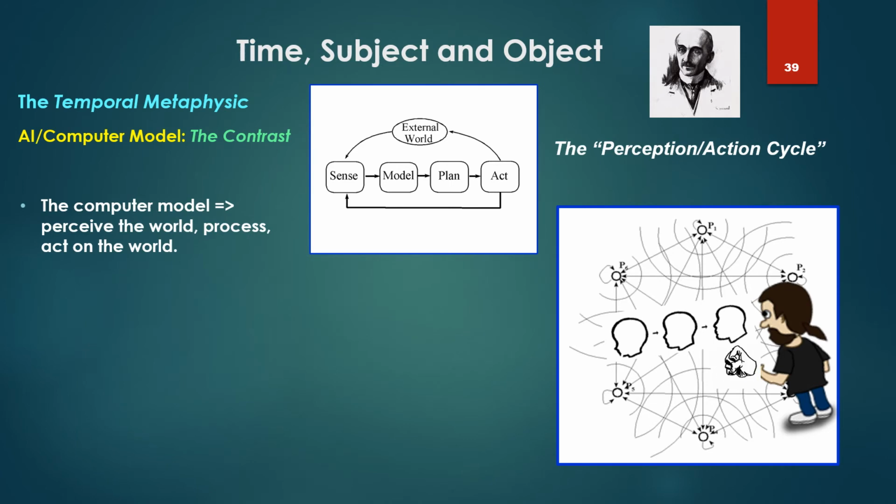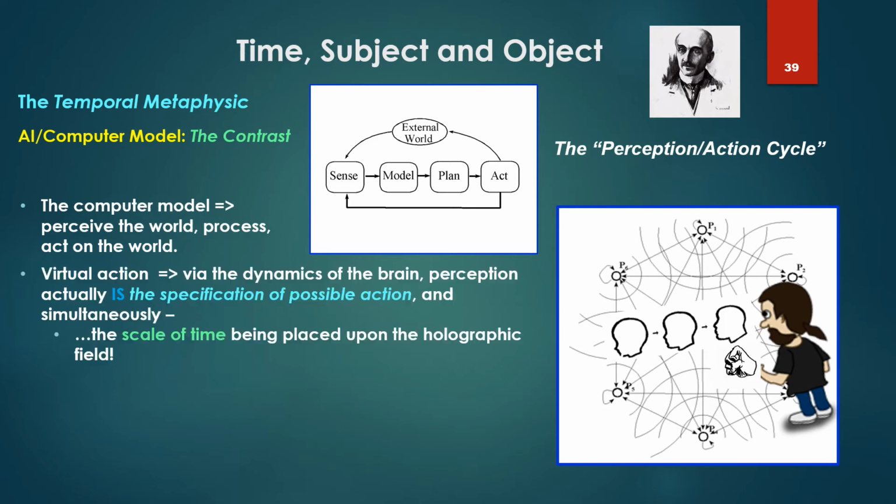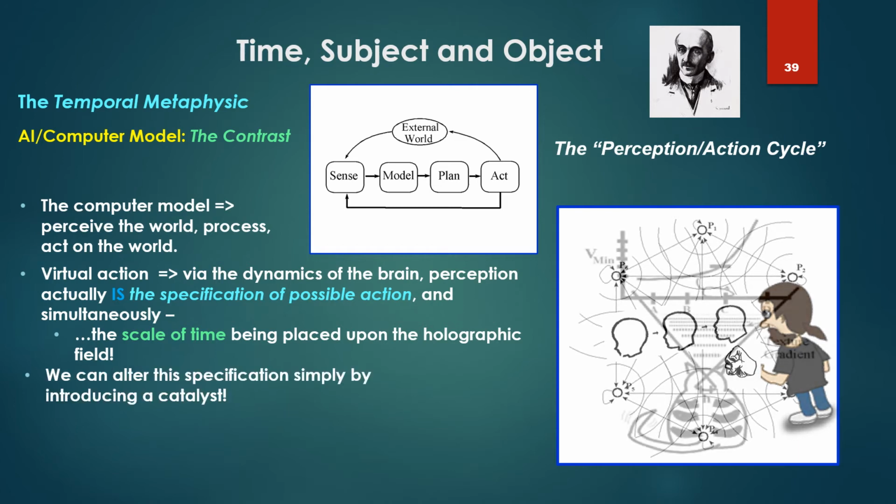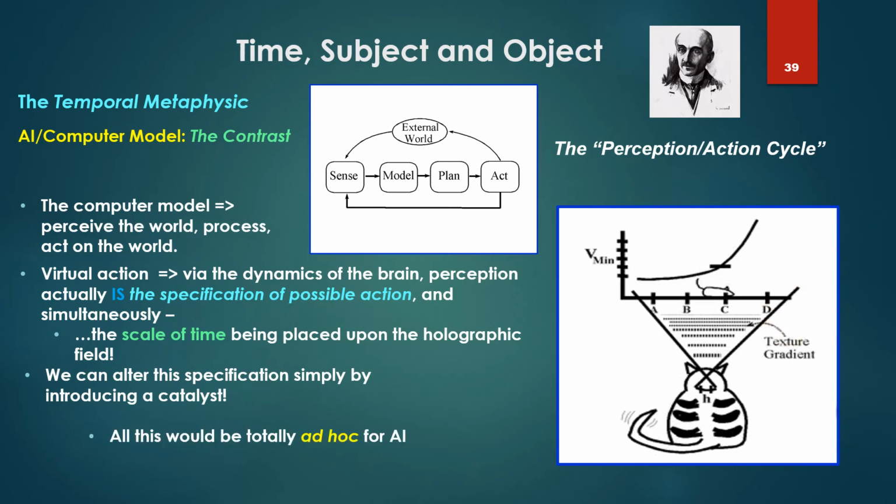The computer model is quite different. It's conceived as perceiving the world, process, then act in the world. That is the perception-action cycle. We sense, model, plan, act, change the world, etc. What we have here, virtual action, is via the dynamics of the brain. Perception actually is the specification of possible action, and simultaneously the scale of time being placed upon the holographic field. We can alter the specification simply by introducing a catalyst. All this would be totally ad hoc for a computer, for an AI.